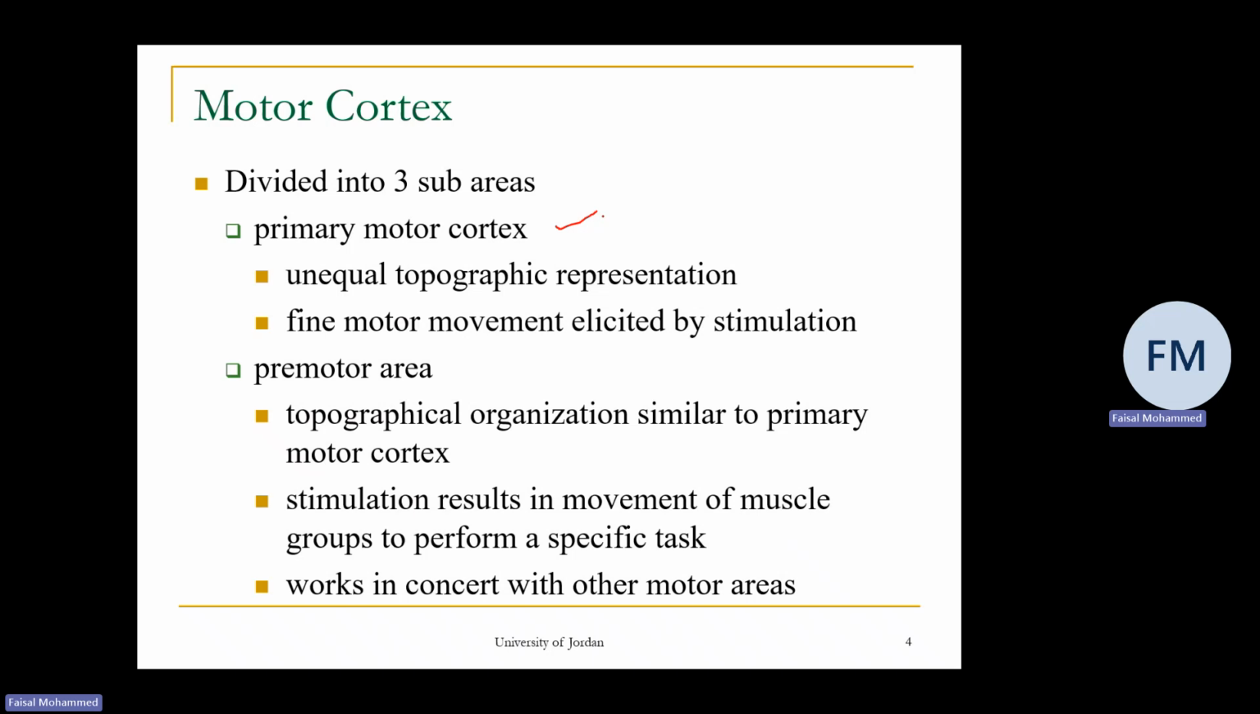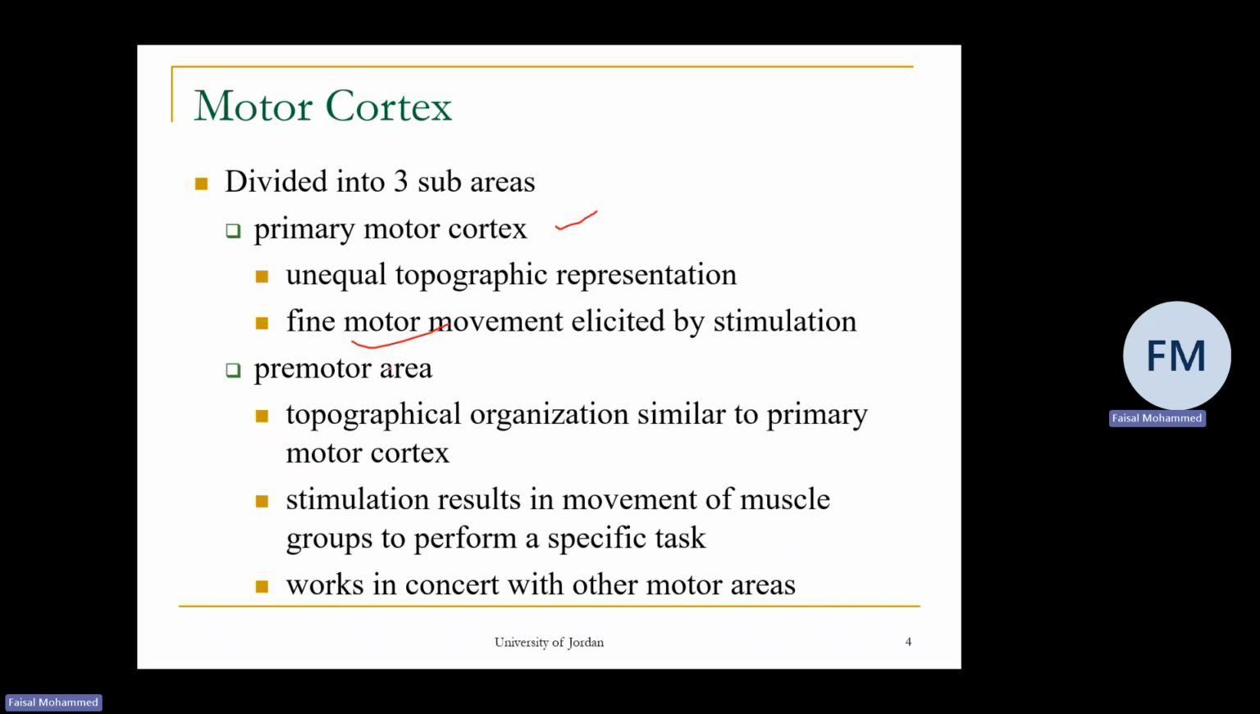It is topographically organized. And as you remember, there is no equal representation of the cortex to our body. Any area of the cortex that represents any part of our body is proportional to the number of motor units in that area. Here, we have fine motor movements elicited by stimulation of the primary motor cortex. So if you stimulate the primary motor cortex, you end with maybe just contraction of a single muscle fiber. Primary motor cortex stimulation does not give us purposeful movement. Purposeful movements need sequential contraction of different areas of the primary cortex.